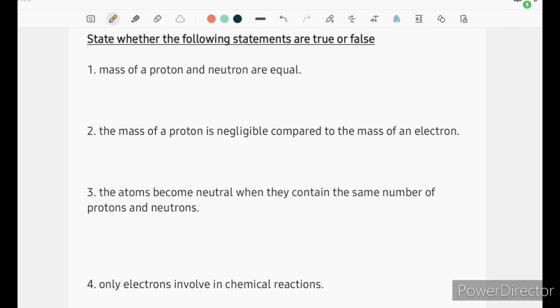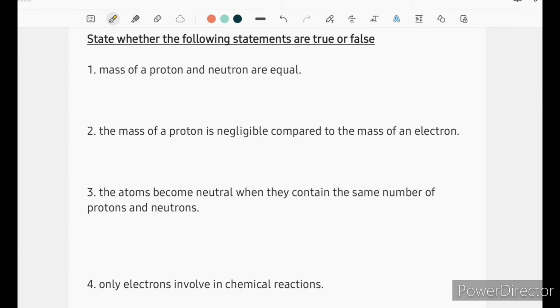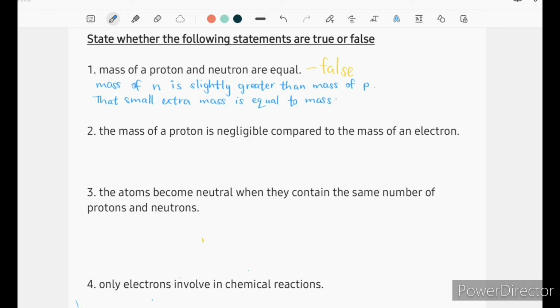Now let's move to the next question. State whether the following statements are true or false. First one, mass of a proton and neutron are equal. This statement is false. Let's briefly explain why. Mass of neutron is slightly greater than mass of proton. That small extra mass is equal to the mass of meson and positron.